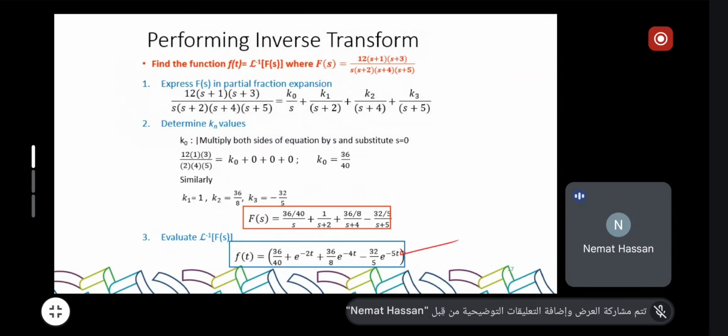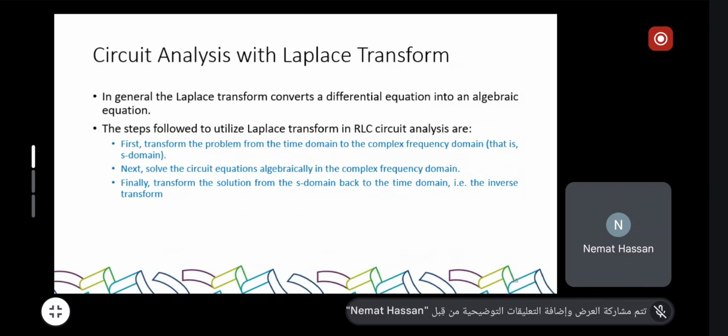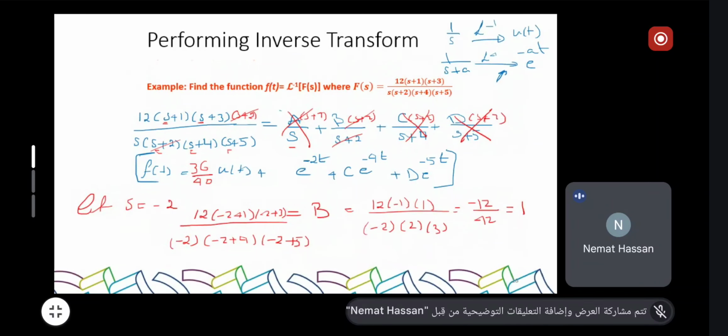So up to this point, are we clear? Do you have any question with partial fractions?